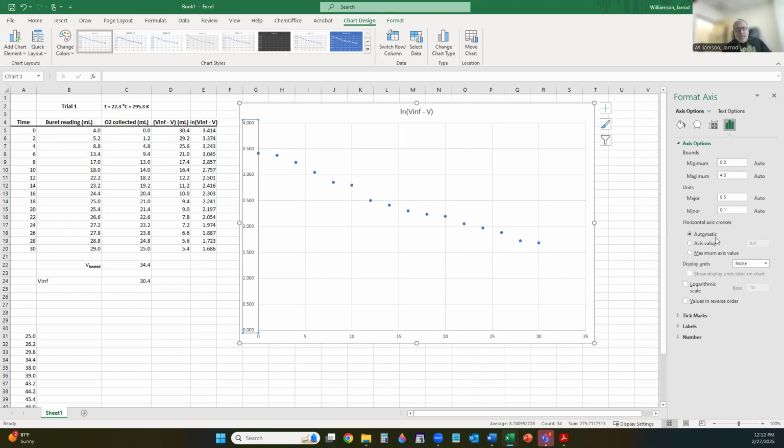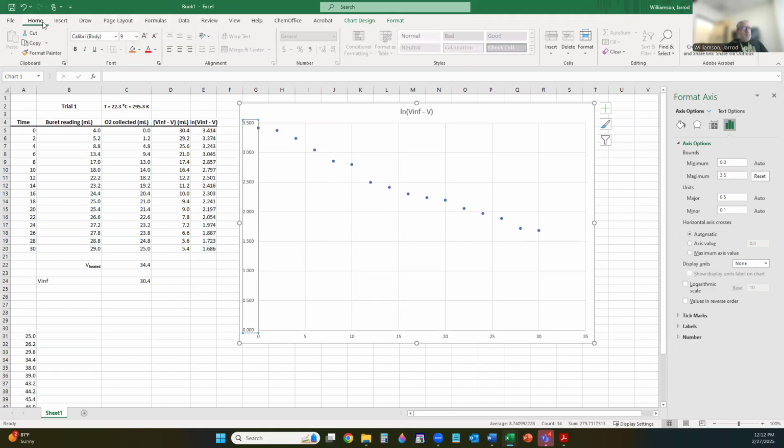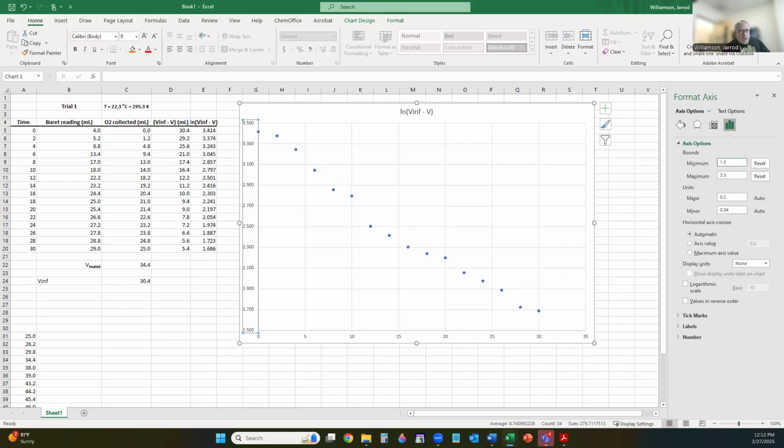So let's see here. I'm not sure how to change the decimal places on there, but the maximum should be 3.5. Let's go to Home. I'm not sure how to change the decimal places on that using this. Okay. Oh, and let's see here. This should go to, I don't have to go to 0. I'm going to go to 1.5 for the minimum. 1.5. And then I'm going to go to 30 minutes for my y-axis.